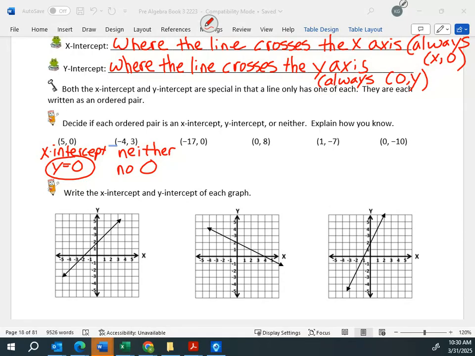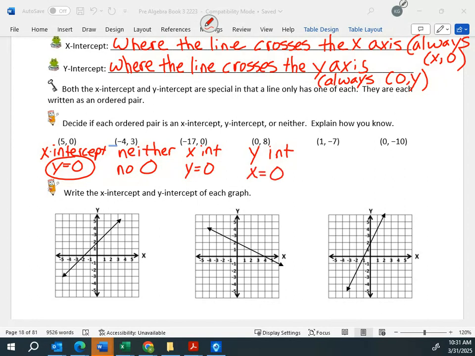What about -17, 0? Eleanor? X-intercept. How do you know that? The y equals 0. Y equals 0. 0, 8. Michael? Y-intercept. It is important that we have that intercept on there. I'm putting INT as a little shorthand because I know my INT means intercept. If you want to write it all the way out because it's a new word for you, you definitely can. How, Michael, do you know that it is the y-intercept?